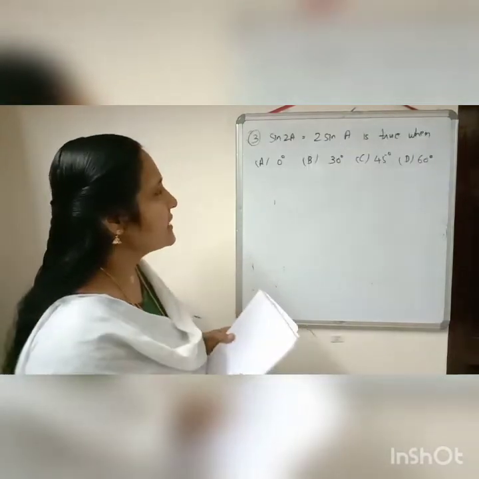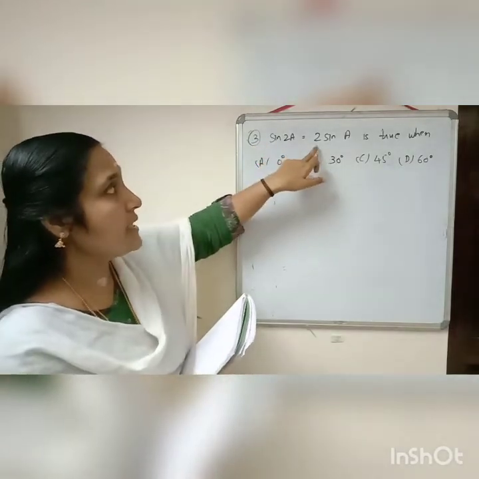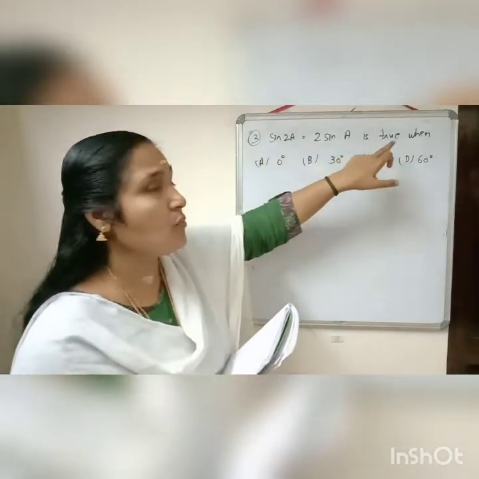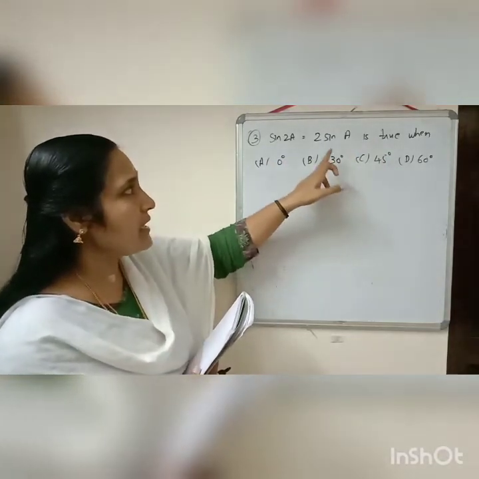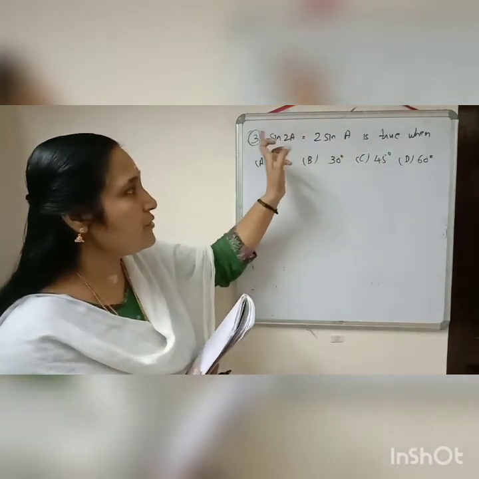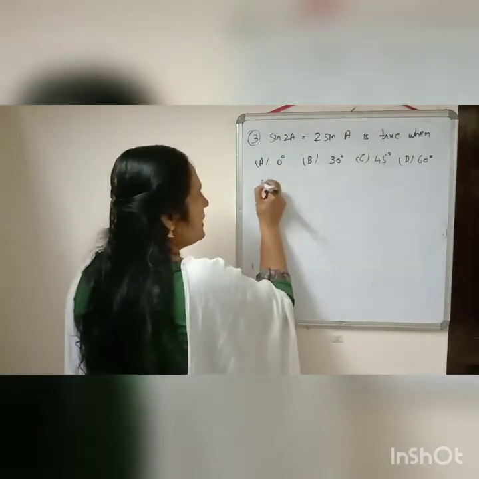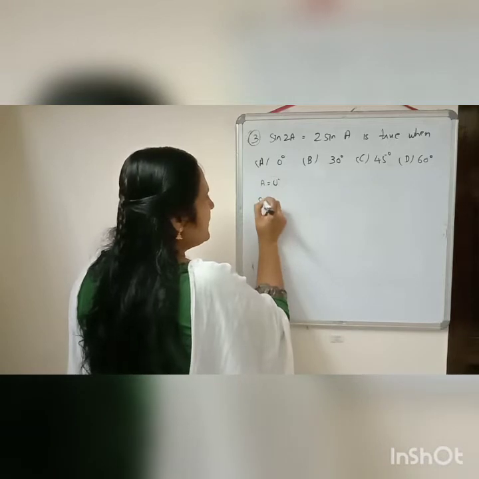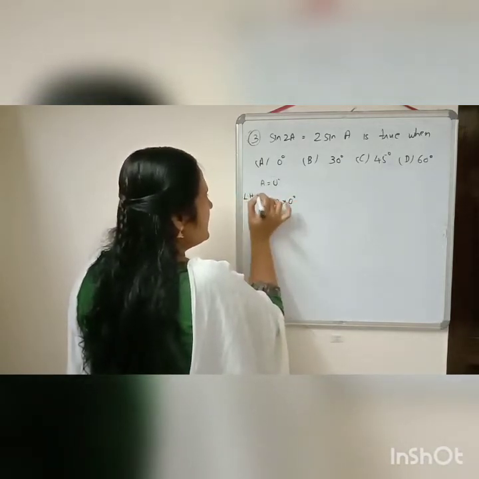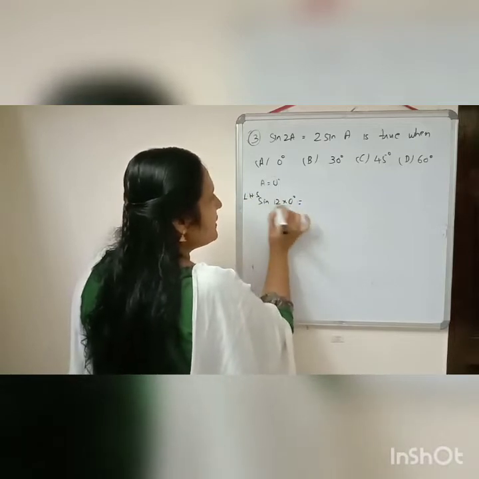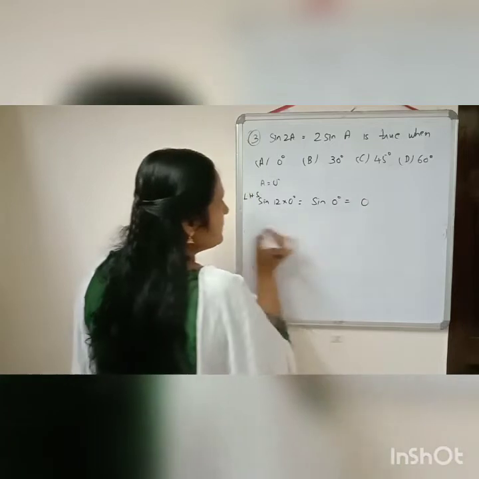Now all of you just to check this question. In this question you have to check sin 2A is equal to 2 sin A is true when these are the values of A given. You have to check this expression will be true for which angle. So suppose first we can substitute angle A is equal to 0 degree. Then what will come? Sin 2 into 0 degree, left hand side. Sin 2 into 0 degree will be equal to 2 into 0, 0. So sin 0 degree is equal to 0.